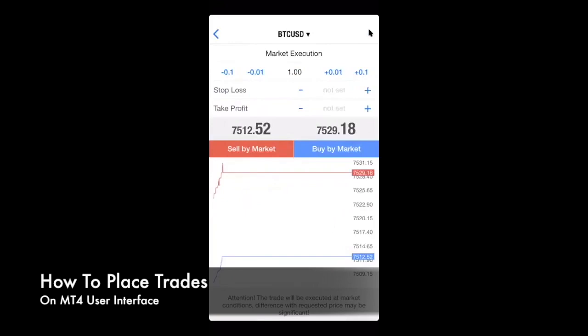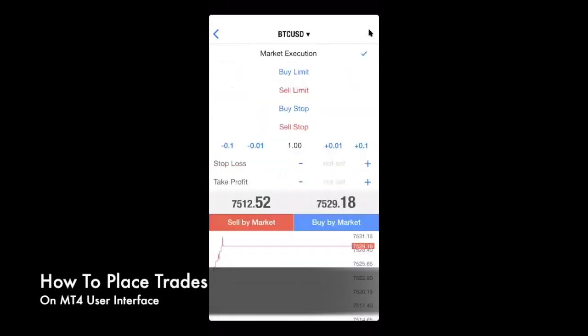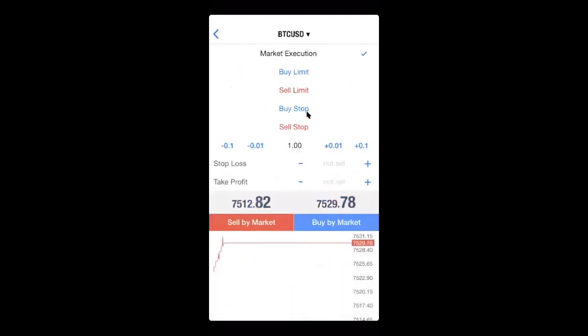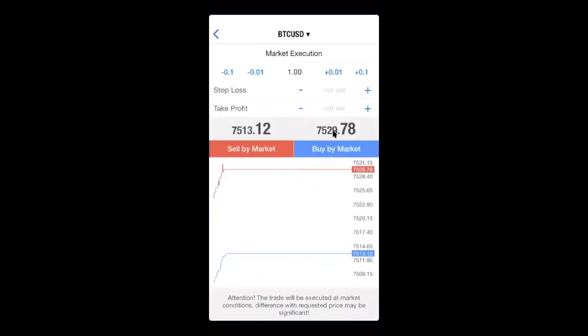When you actually process the order, you can choose to do market execution or pending orders, which are buy limit, buy stop, sell stop. In previous lessons, we covered the difference between the pending orders. Then you could put your stop loss and your take profit. In this example, we're just going to do a market execution trade with no stop loss and no take profit. And it's looking like it's going to be a sell. So remember, every trade is going to start negative because of the spread cost. So we're going to select sell by market.